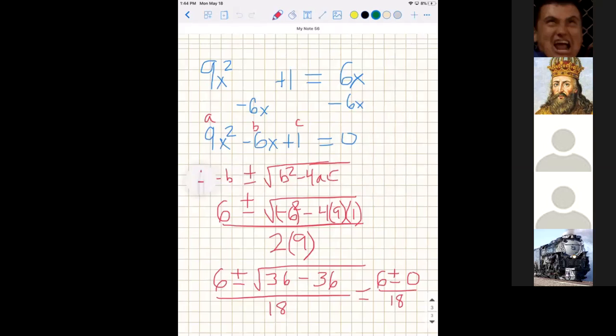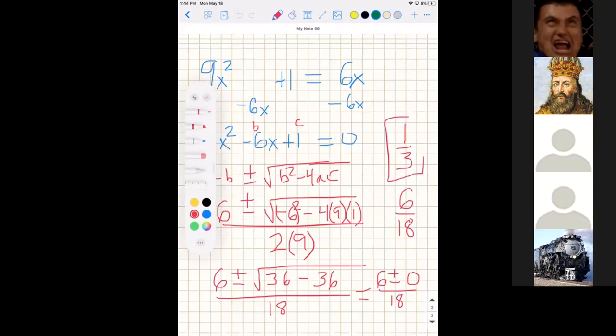So it doesn't really matter. In this case, we don't have to split it up, because 6 plus 0 and 6 minus 0, you're going to get the same thing. So your final answer would be 6 over 18, or you probably should simplify that to 1/3. So your solution would be x equals 1/3.